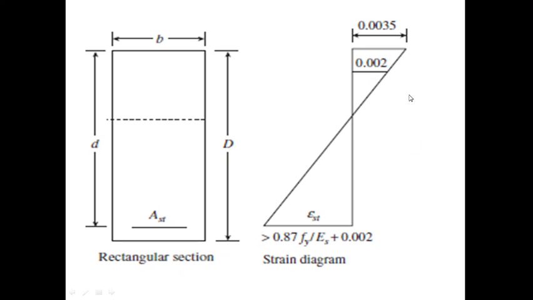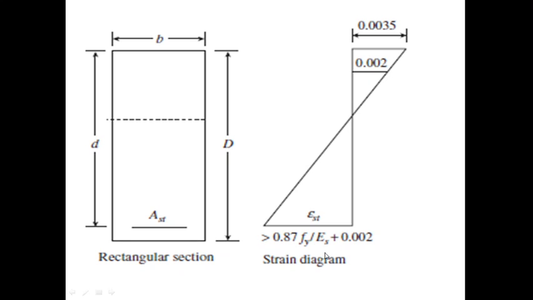Balanced condition means, we all know, that when the beam is balanced in nature, the steel and concrete undergo failure simultaneously, that means at the same time. Whereas if the beam is under reinforced, the steel will fail first, and if the beam is over reinforced, the concrete will fail first. But let us not go into detail on that, because that is not the point of my discussion here. Now let us see what the strain is here.